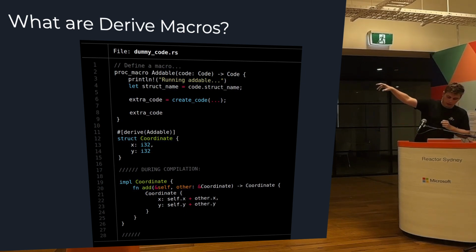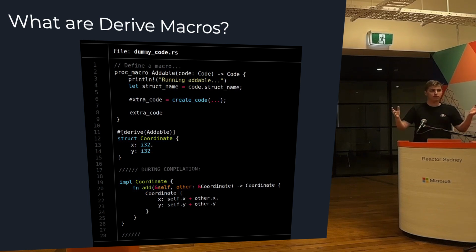So here you can see we've made this Addable proc macro. Again, this is not the real syntax for it. I've just tried to give you an intuition for it. It does a println. The important thing about that println is it's happening at compile time. So when you type cargo build, that println will pop up. When you go at runtime, you don't see that anywhere. So this is all at compile time. It takes in some code, it grabs the name of the struct, it creates some code, does some stuff, and returns that code. And with that code, it creates this implementation for Coordinate at the bottom.